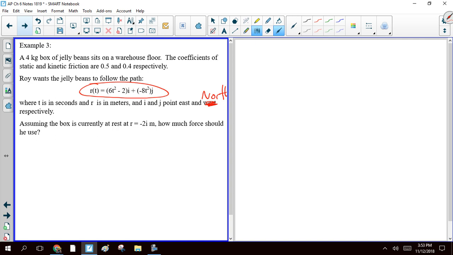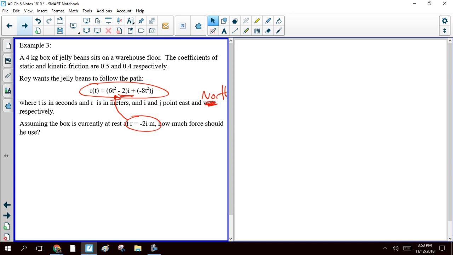Assuming the box is currently at rest, our velocity begins at 0, and it's at this position to begin with, which, if you plug in t equals 0, gives you negative 2i. Basically it's telling you that it's starting in the right position for this to work. So how much force should he use?